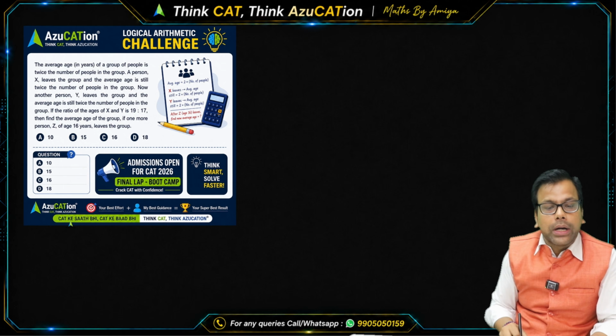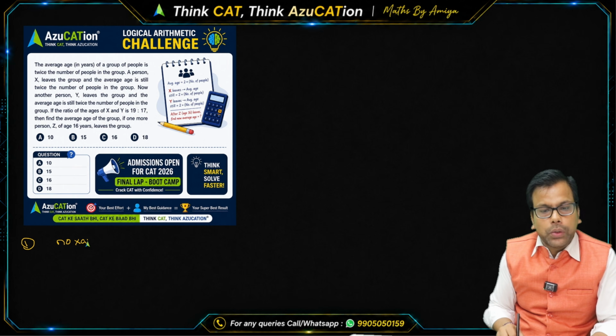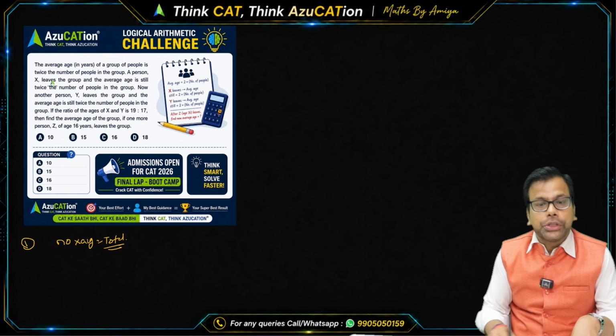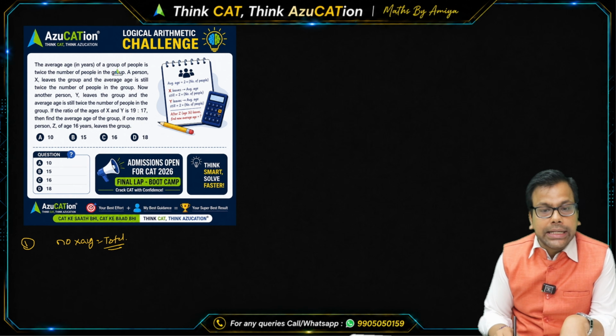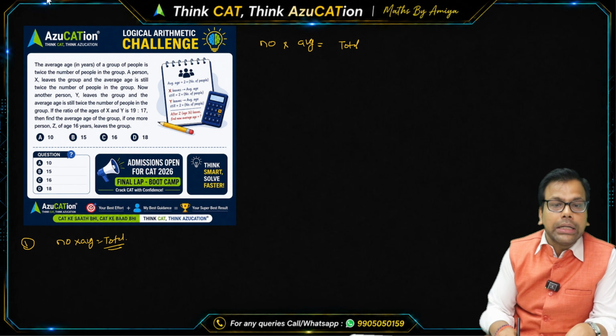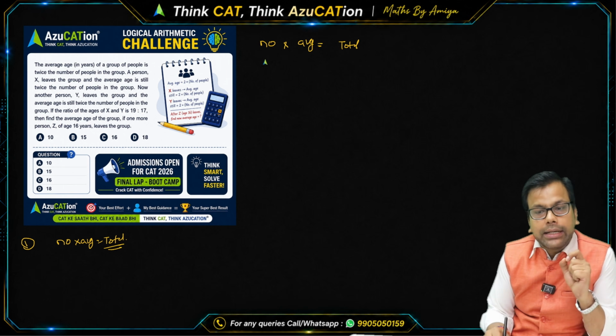It has only one concept which everyone knows. Number into average is equal to total, and generally we work on the totals. So starting, the average age in years of a group of people is twice the number of people in the group. We have a number, we have average, and we have total. And we know this into this is equal to total. So the first condition, let there be n people.